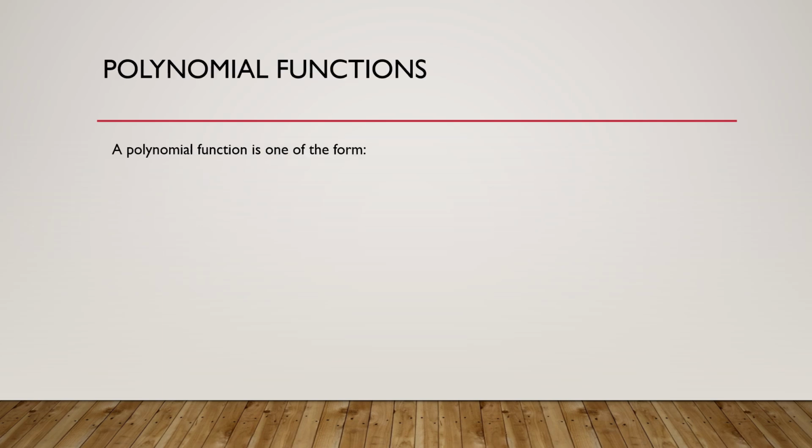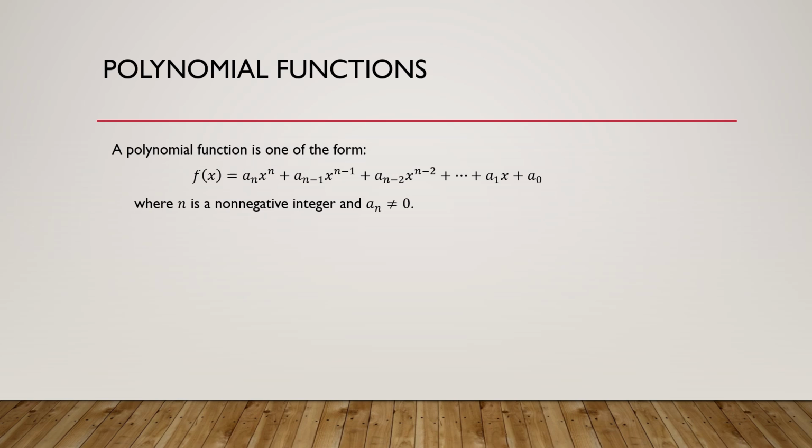A polynomial function is one of the form f of x is equal to a sub n times x to the n, plus a sub n minus 1 times x to the n minus 1, plus a sub n minus 2 times x to the n minus 2, and so on to a sub 1 times x plus a sub 0, where n is a non-negative integer and a sub n is not equal to 0.